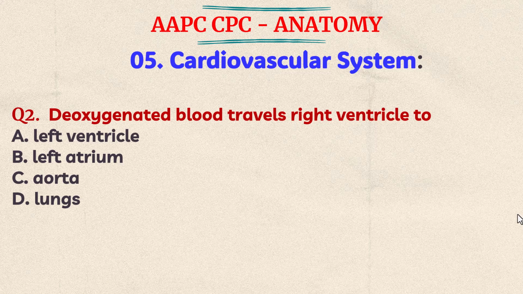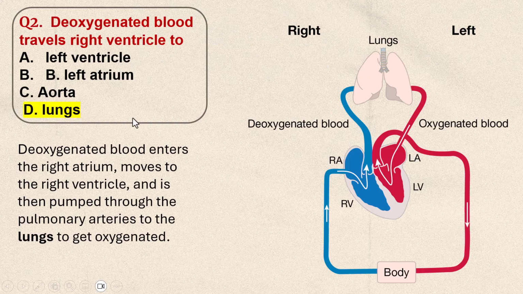Question number 2. Deoxygenated blood travels from the right ventricle to A. Left ventricle, B. Left atrium, C. Aorta, D. Lungs. Think the answer. So the correct answer is D.